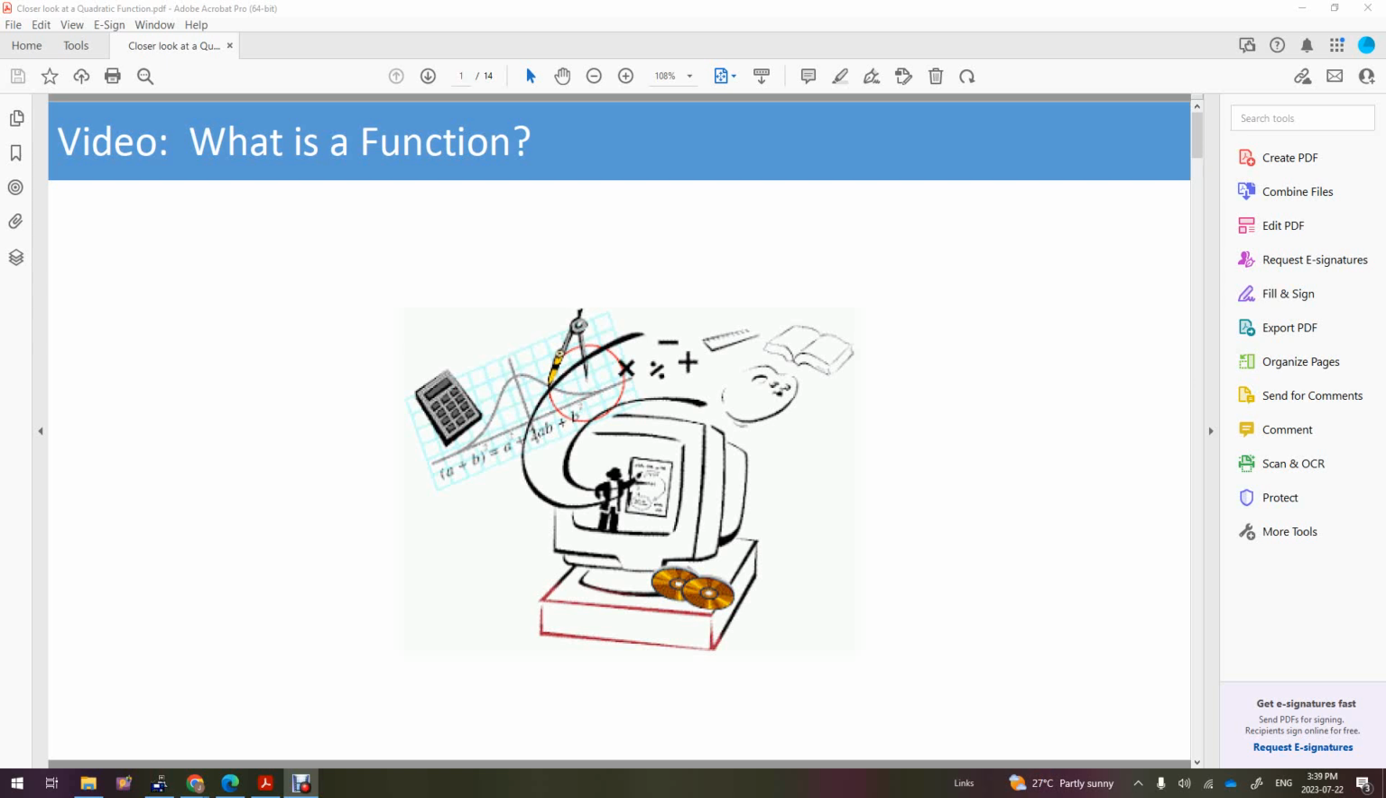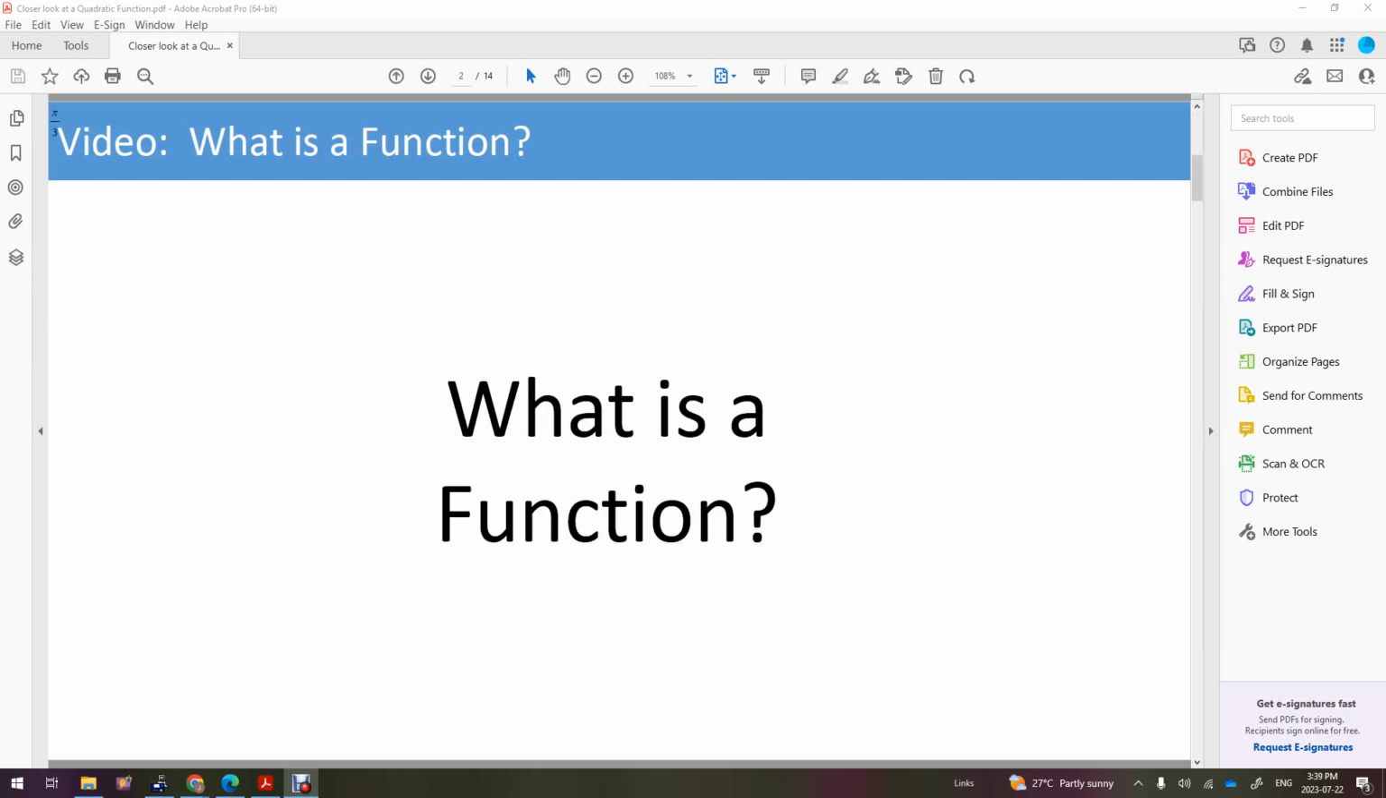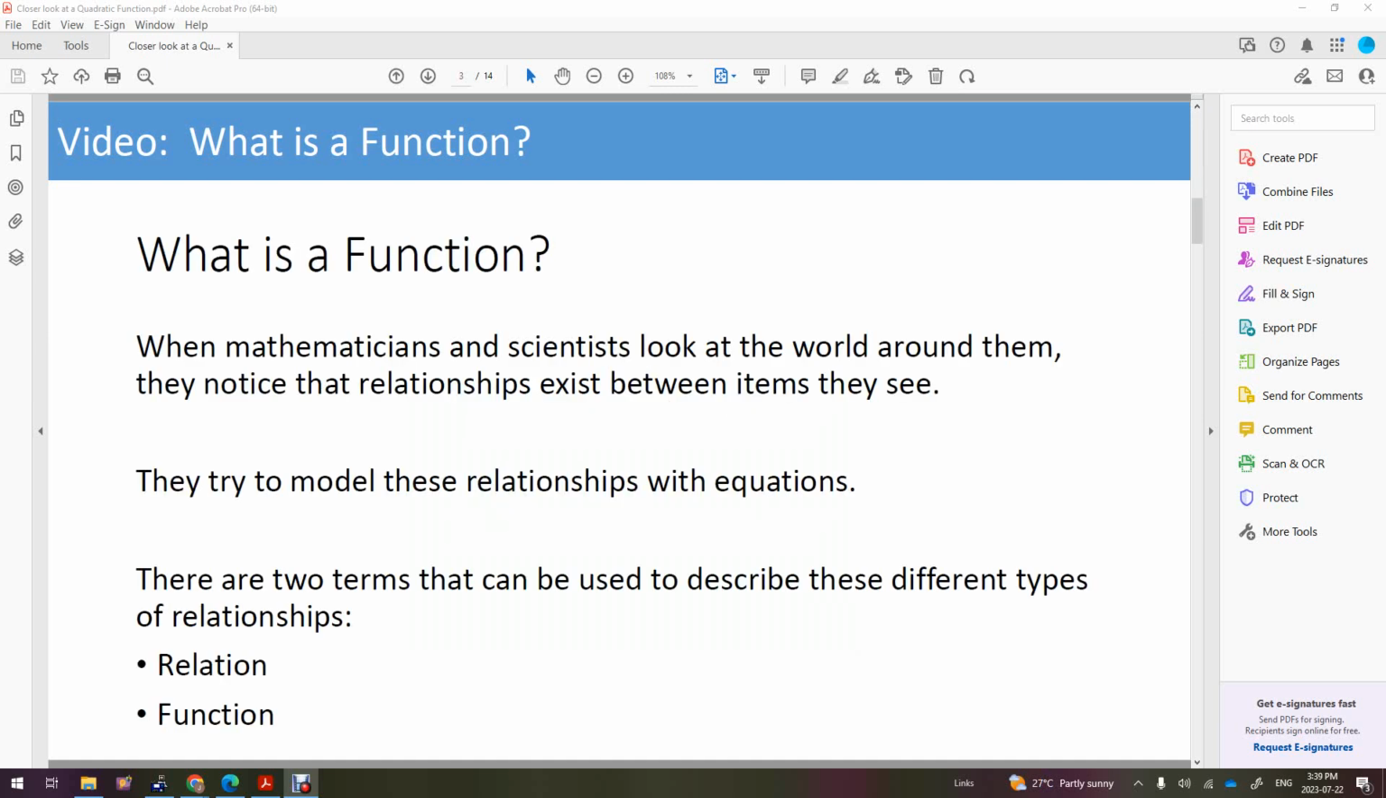What is a function? Good question. Let's take a look.